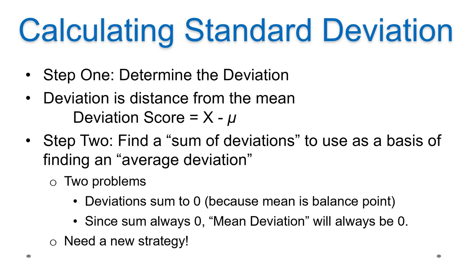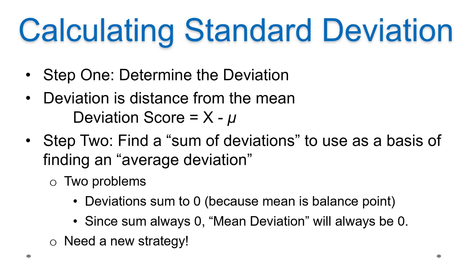Here are the steps to calculate the population standard deviation. If we don't know what the mean is, our first order of business is going to be to calculate the mean for the variable of interest. Next, we're going to subtract the mean from each score. This gives each score's deviation score. The deviation score is how far away the actual score is from the mean.